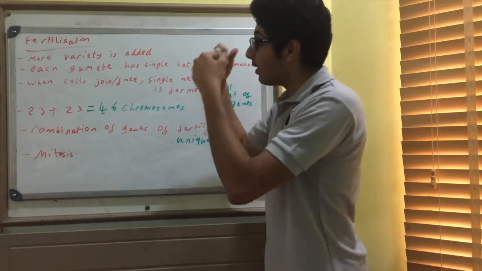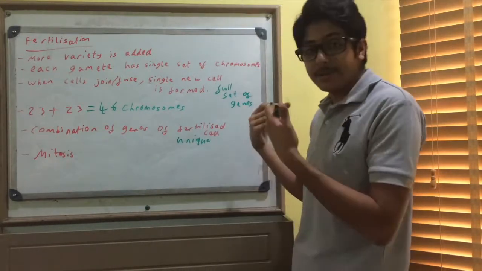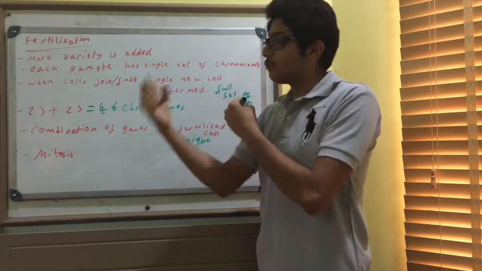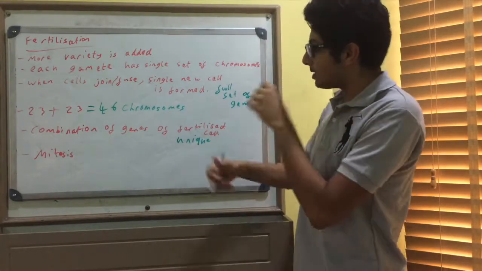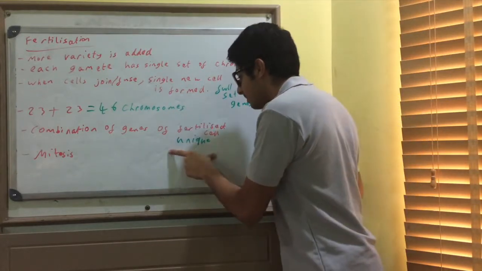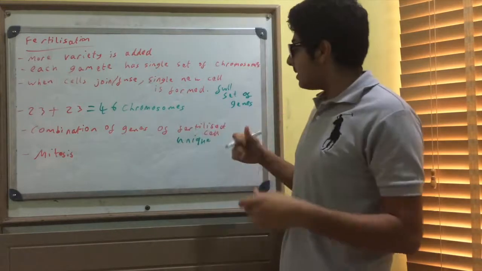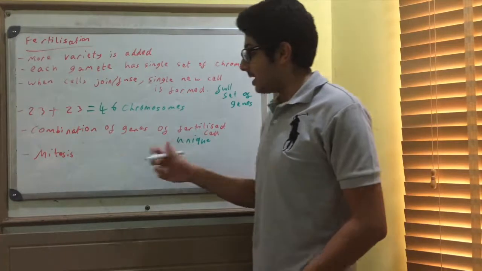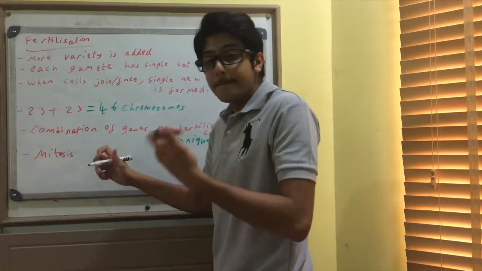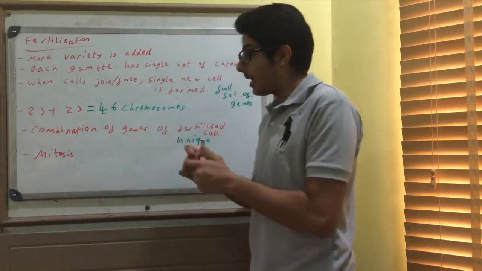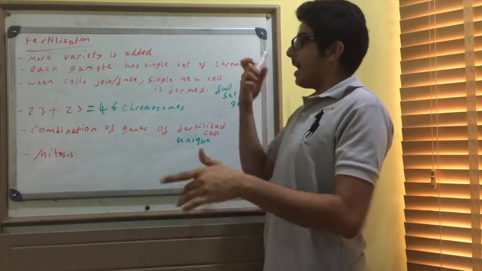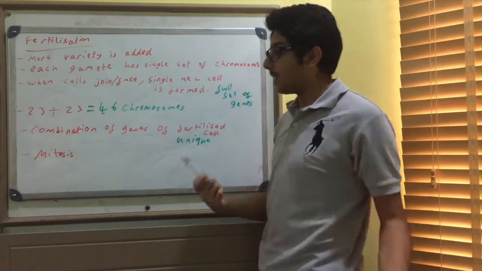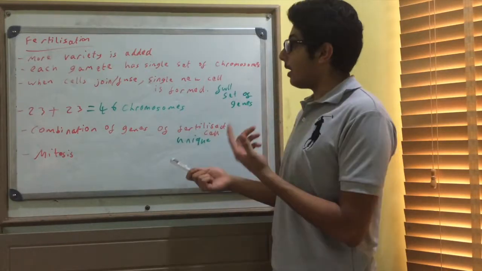And because of the immense variety that has been added and the completely random mixture of chromosomes and genes, it is going to be unique. And then, once the new single cell is formed with a full set of genes, it starts to undergo mitosis. And that is how an embryo is formed, and then a fetus after specialization.